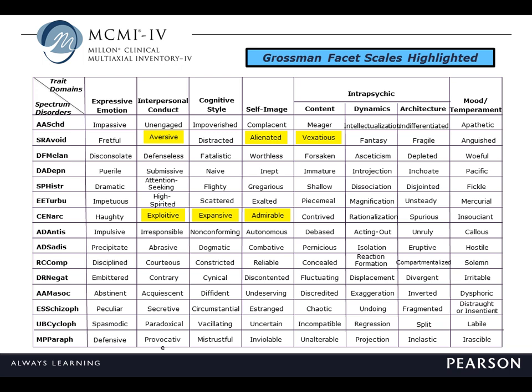You can see with the facet scales that sometimes there is a facet scale for both elevations, like both the avoidant and the narcissistic have an interpersonal conduct facet scale, but not all do. Sometimes you'll see that those tend to combine. If you put those together, that would mean something different as well.